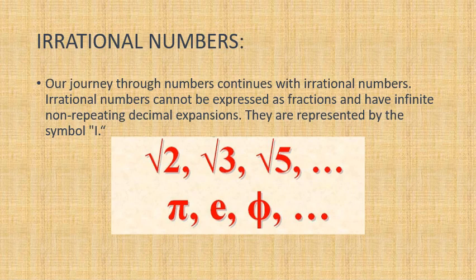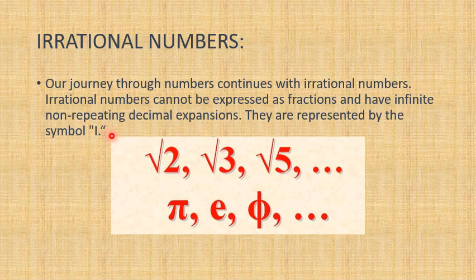Irrational ones are the opposite of the rational numbers. Okay? Rational numbers can be expressed in the form of p by q. But irrational numbers you cannot represent as a fraction. So our journey through numbers continues with irrational numbers. Irrational numbers cannot be expressed as a fraction. Okay? And they have infinite non-repeating decimal expansions, and they are represented by the symbol I.